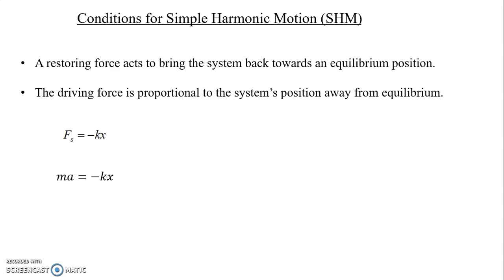We're going to replace the spring force with ma, so ma equals negative kx, and then solving this for a, a equals negative k over m times x. This is another way to express it, either that the driving force is proportional to the system's position away from equilibrium, or the acceleration is proportional to this position, and the acceleration also has to point opposite to the position. So this last equation is another statement of the condition necessary for simple harmonic motion. Again, a mass on a spring is a perfect example of a simple harmonic motion system set into oscillatory motion.